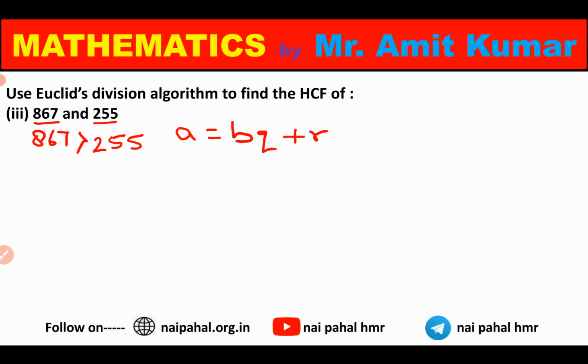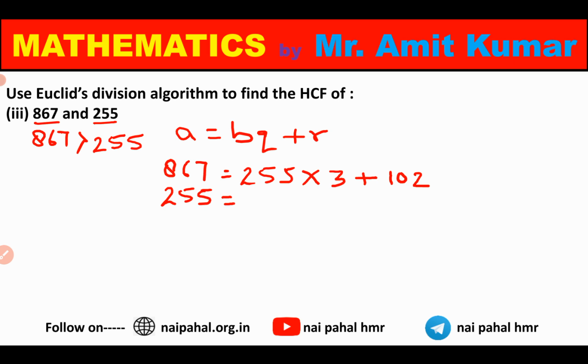In that case, what is A? The greater number. 867 is equal to, what is the smaller number? 255. How many times do we multiply it? 3 times. And what will we get as remainder? 102. After that, the old divisor will be our new dividend. So we can write 255 is equal to, the old remainder will be our new divisor, 102.